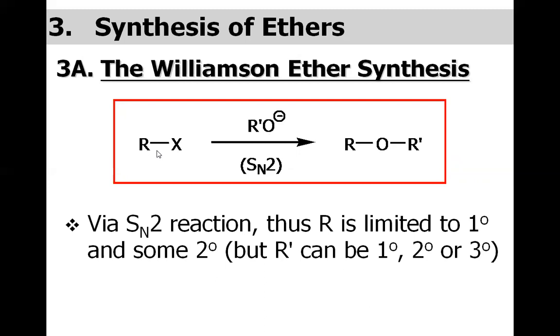However, for a secondary alkyl halide, the reaction may also proceed, but for a tertiary alkyl halide, the reaction does not proceed. As far as the nature of R prime, the alkyl chain, is concerned, it could be primary, secondary, or tertiary. It makes no difference. And these are some examples.